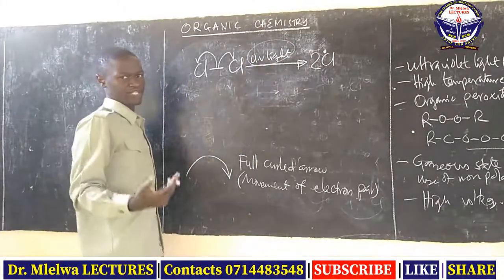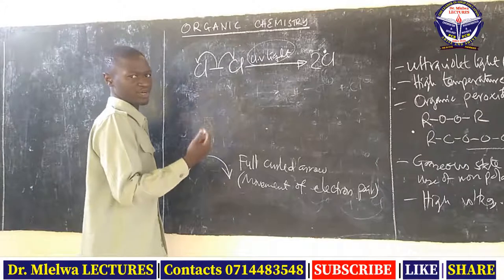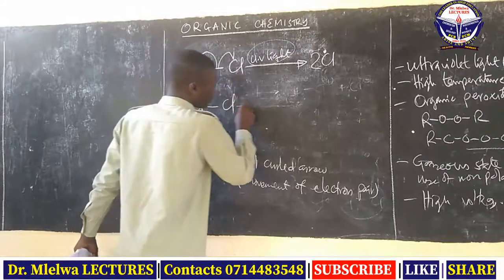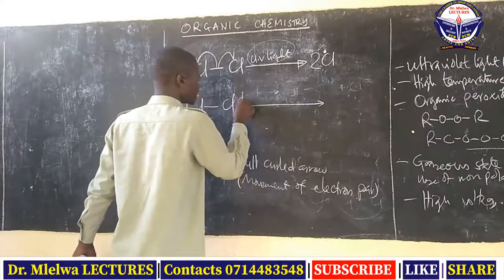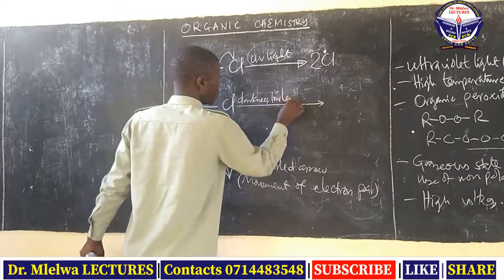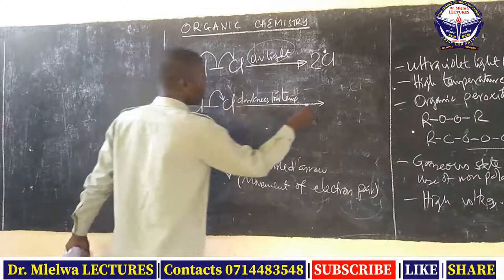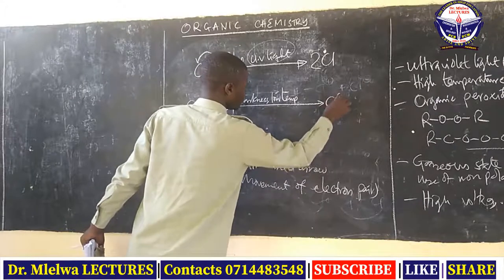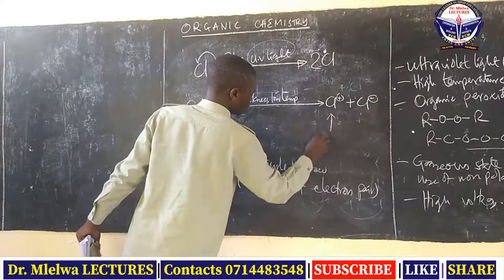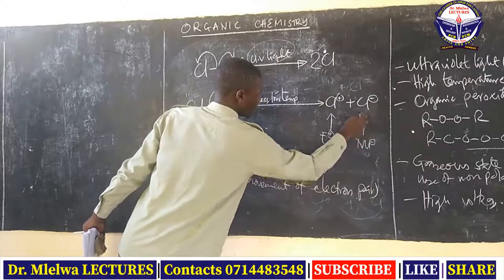But if the conditions which allow homolytic bond cleavage are not present, that means the reaction will be heterolytic bond cleavage. So in the absence of UV light, let's say in darkness, or let's say at low temperature, what will happen? That means all of the bonding electrons will be taken by one chlorine, and then will form chlorine positive charge plus chlorine negative charge. This will act as the electrophile, and this one will act as the nucleophile.